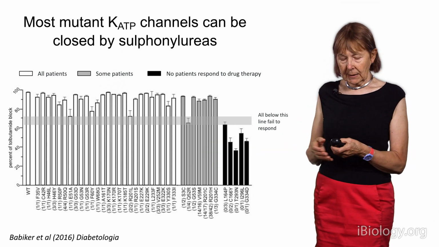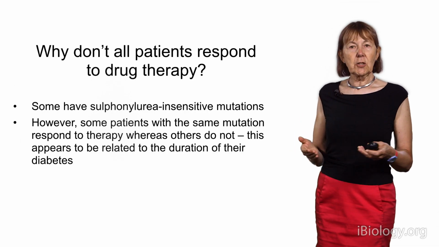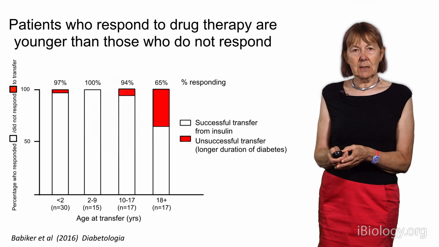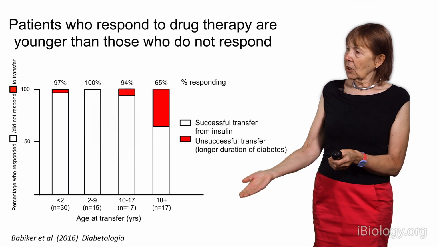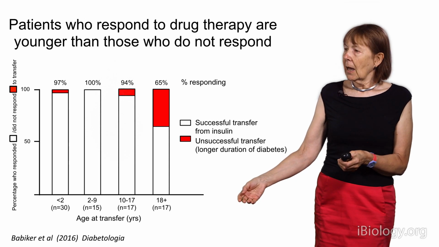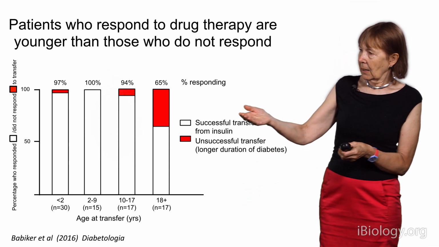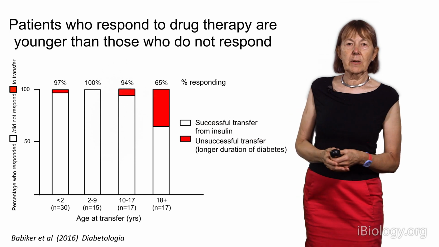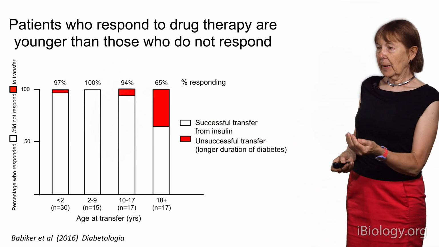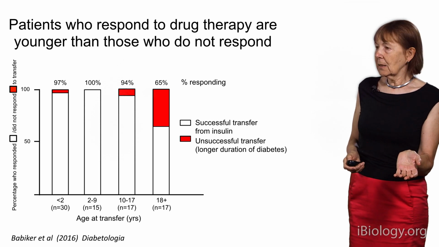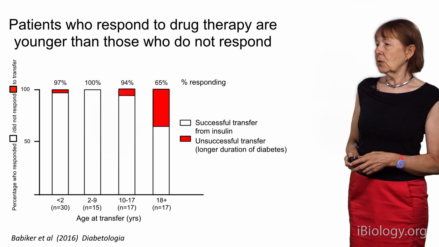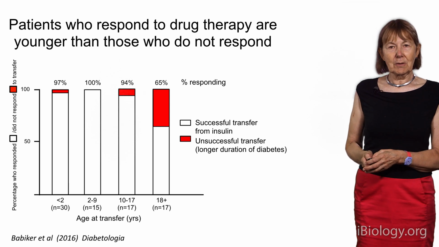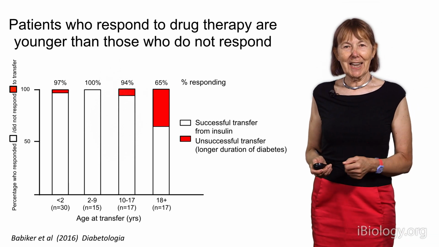But this is very fascinating, where some respond to drug therapy and others don't. And the question is, why don't they respond? And it turns out that this is related to the duration of their diabetes. And in this plot, what you see is the age at which transfer occurred, and so here in red are those patients who are unsuccessful in transferring, and in white those who transferred successfully. And for young patients, less than the age of 2, 97% are able to transfer, 100% between the age of 2 and 9. But over the age of 18, only about 65% respond. So this is very interesting. Why is this the case?